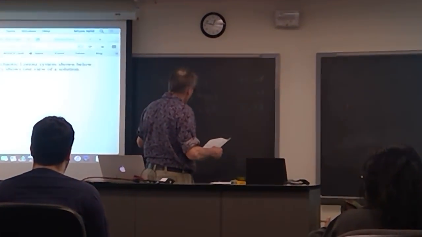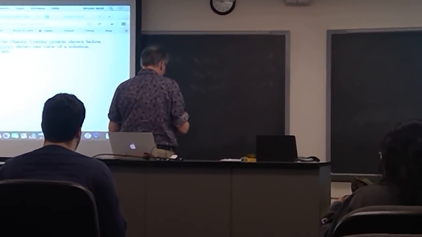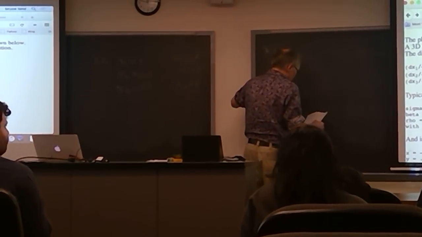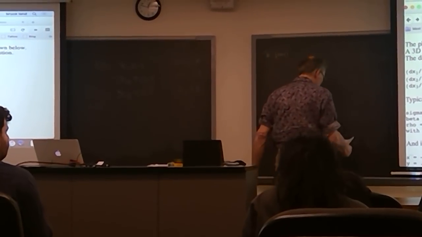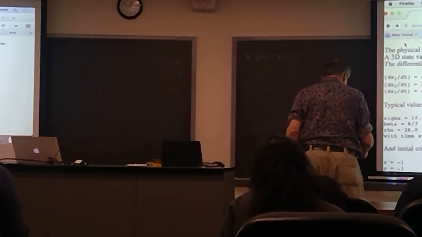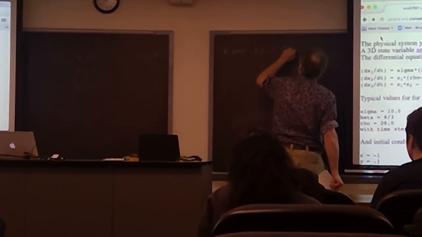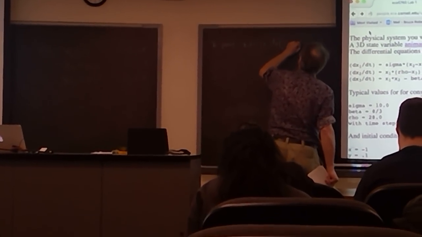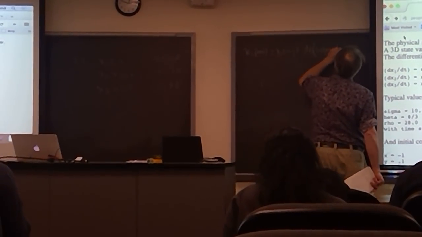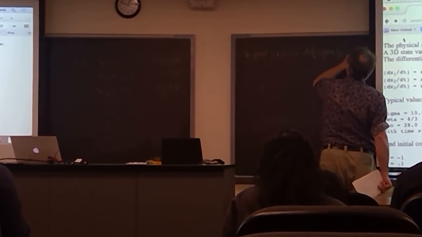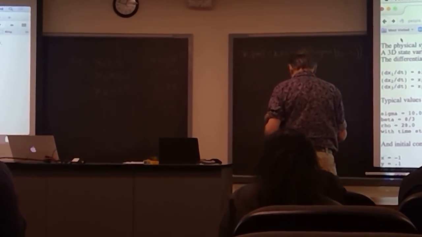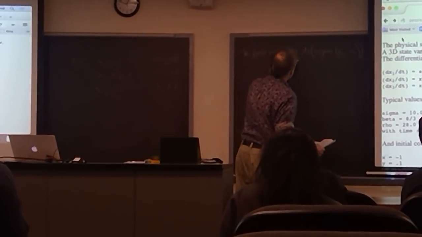So we start out with x1 of n plus 1 times step n plus 1 is equal to x1 of n plus dt times sigma times (x2 minus x1). And we are going to commute that to this piece.